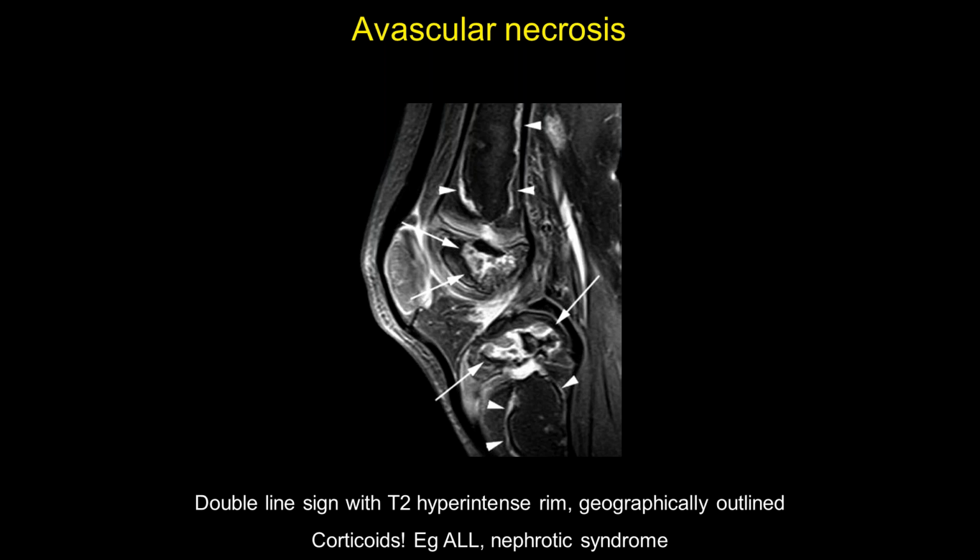Okay, avascular necrosis. We see the double line sign. We know this very well from adults. There is a T2 hyperintense rim, and the lesions are typically geographically outlined. Now, in children, more often than not, this is due to corticoids. So what we have is very, very high doses of corticoids in patients with ALL or maybe with nephrotic syndrome. And this is the typical type of lesions that we see. We will see it in the knee, but also, as you know, in the shoulder, in the elbows and in the ankles and hips, of course.